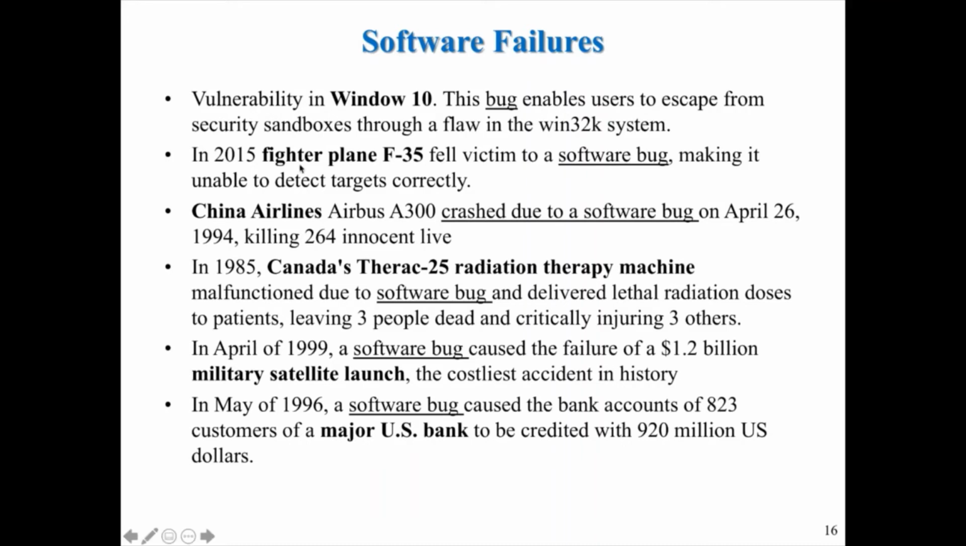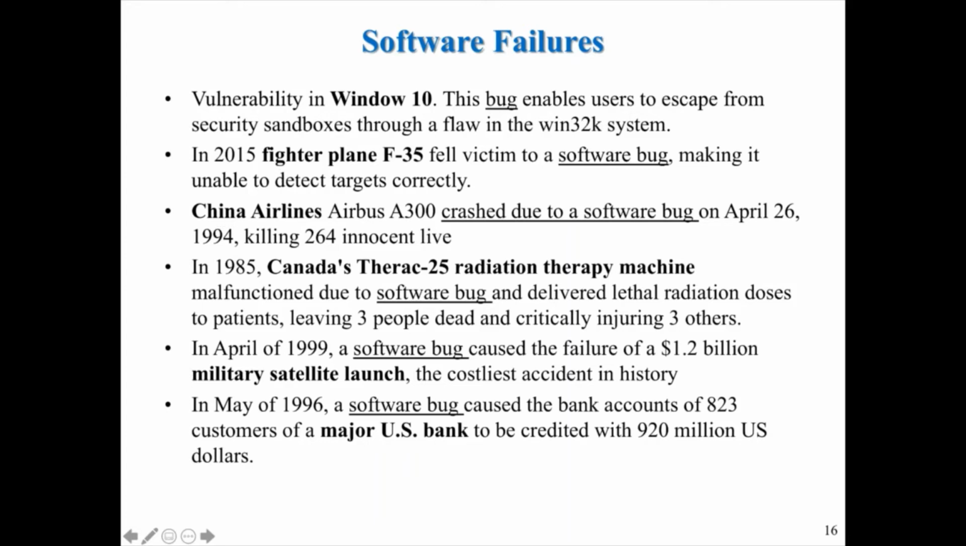In 2015, the fighter plane F-35 fell victim to a software bug, making it unable to detect targets correctly. If a plane is not detecting the targets correctly, it means it's not working fine. It means it cannot fight.